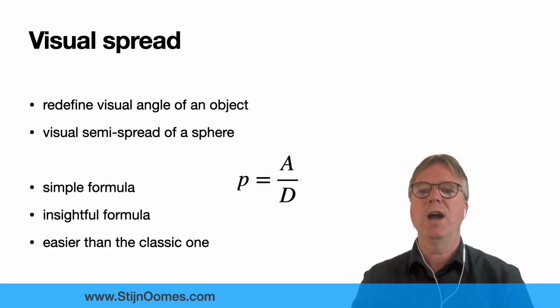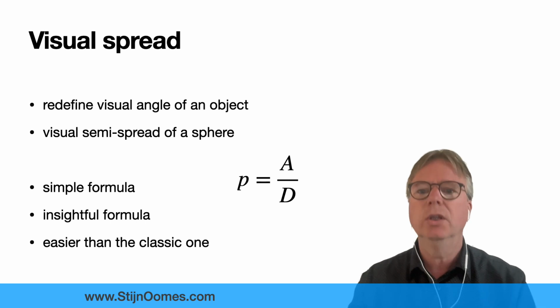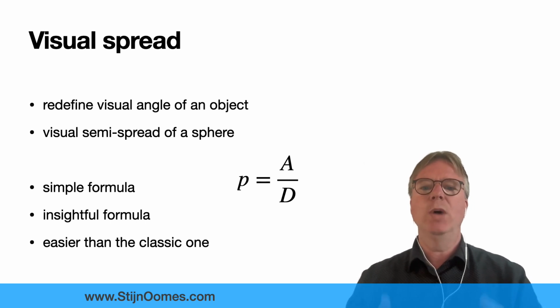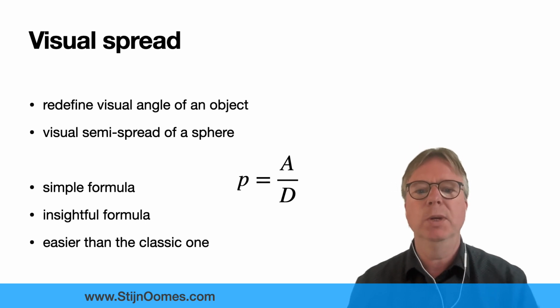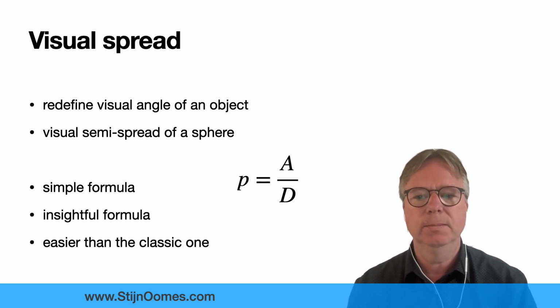So what do we have? We have a redefinition of the concept of a visual angle of an object, and I call it the visual semi-spread, and in this case of a sphere, and it's a simple formula. P is A over D.